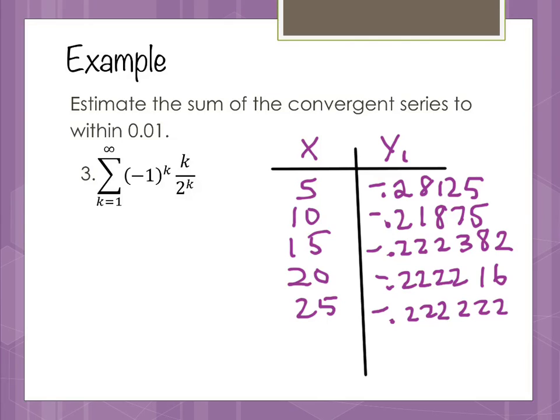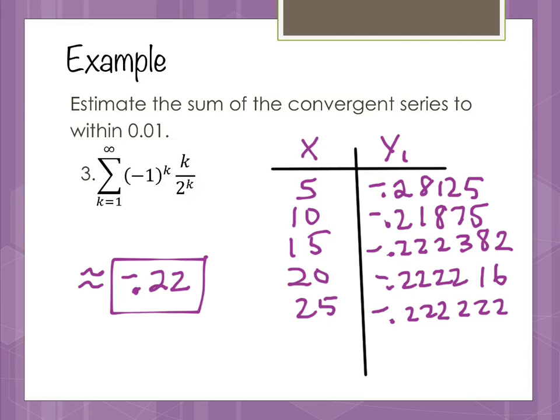It's wanting the sum to be within 0.01, so to the second decimal place be correct. We see several locations in this table already towards the end, 15, 20, and 25, that all have those same first two decimal places, the same value, right? So this series, correct to within 2 decimal places, converges to negative 0.22, which is what we're asked to find.